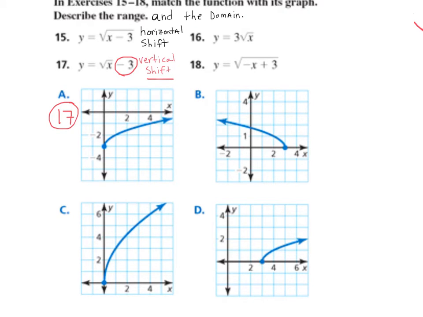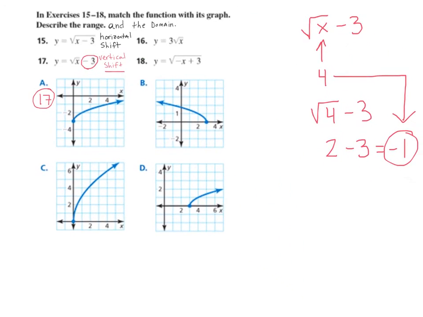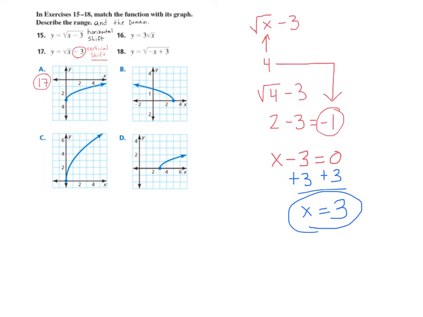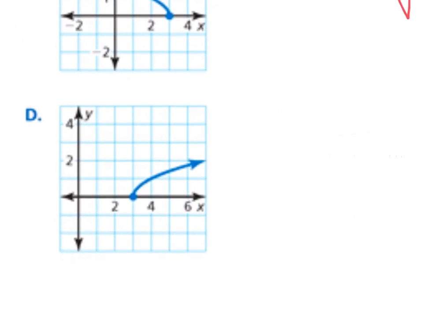The way you can do that is you take what's under the radical, the x minus 3, and set it equal to 0. So let's take the x minus 3, set it equal to 0 and solve it. I'll add 3 on both sides and I get x equals 3. So our horizontal shift should be right to 3 on the x-axis. Well, let's look at our graph on D. Is our horizontal shift at 3 on the x-axis? It is.